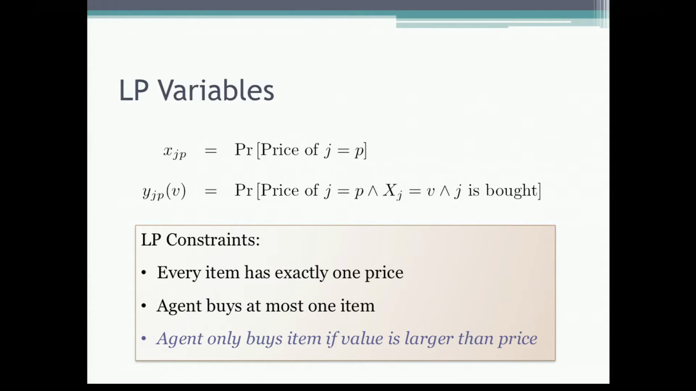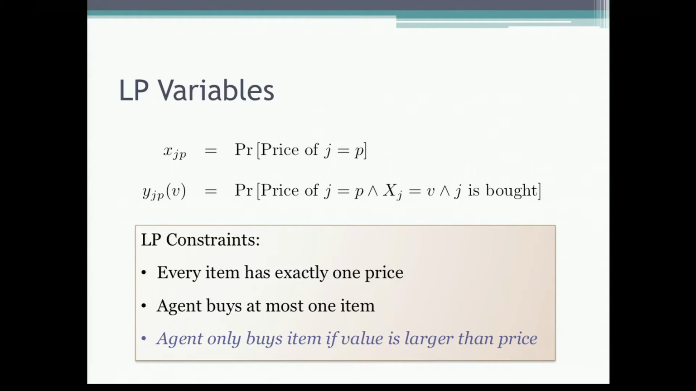Now the LP constraints are, I mean, you could write many constraints, but here are the simplest constraints. Every item has exactly one price. The agent buys at most one item, and the agent buys the item which gives it the largest utility. An even simpler thing to say is that the agent only buys the item if its value is larger than the price. Whatever item the agent bought, its value better be larger than the price of that item. That should at least be true.